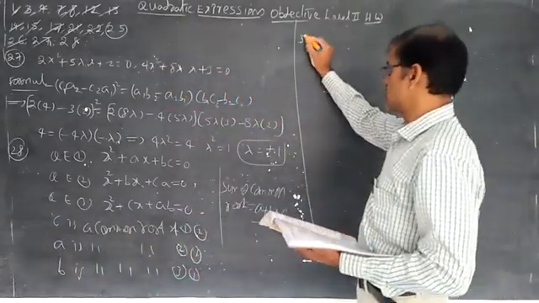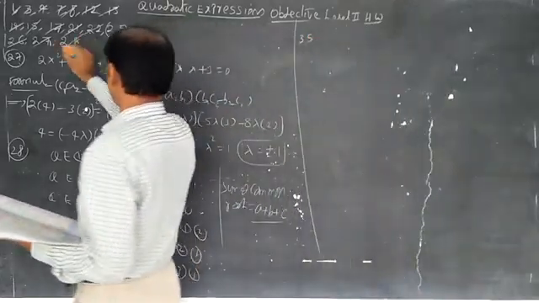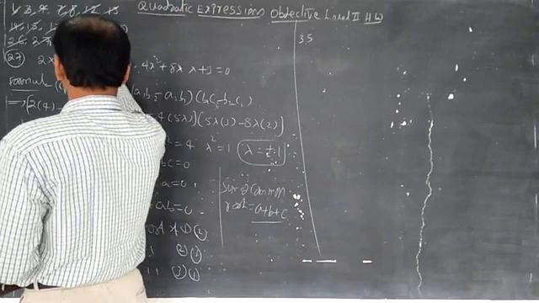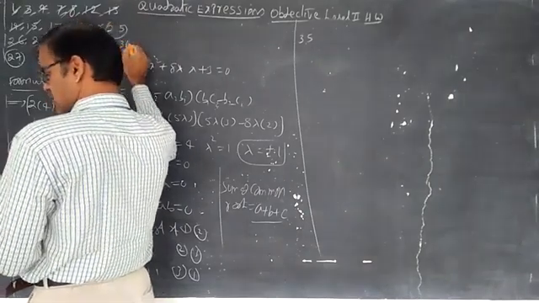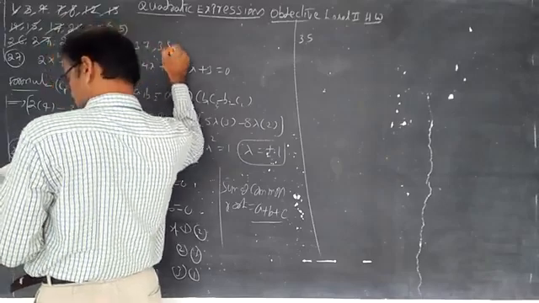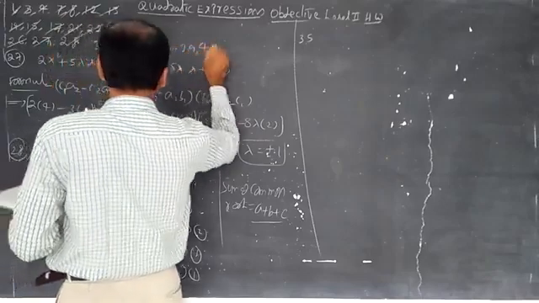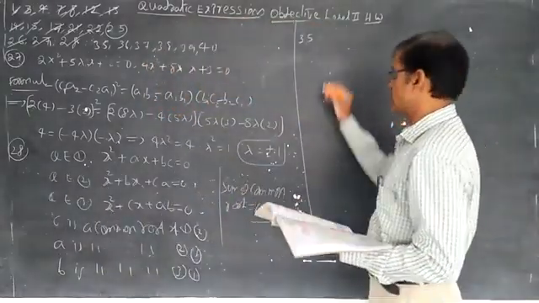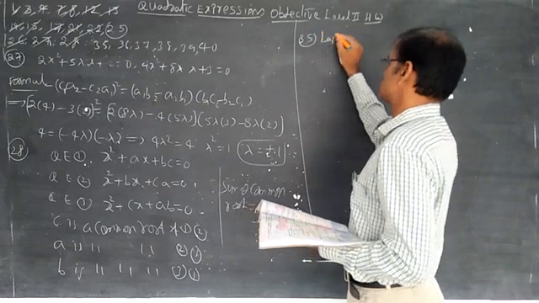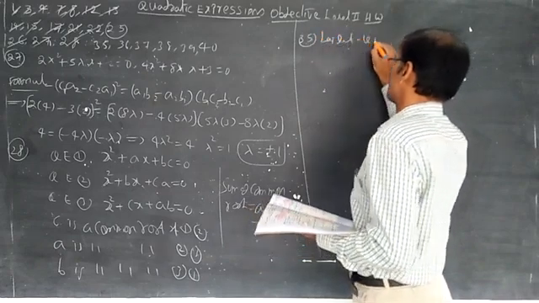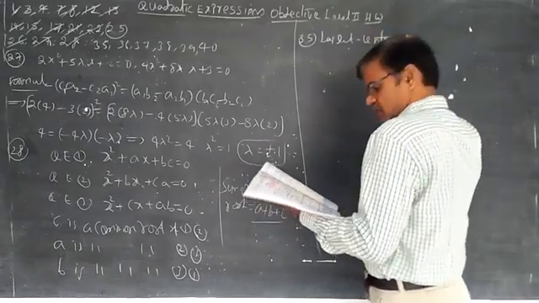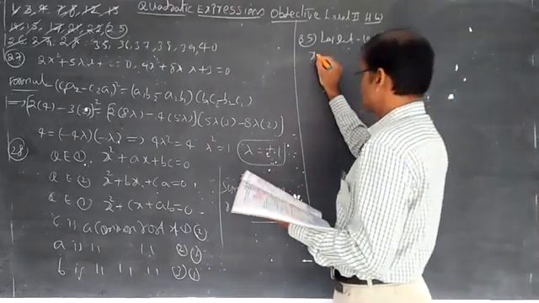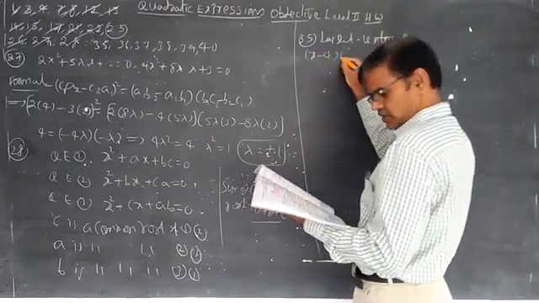Let us going to discuss about 35. 28 completed. Next schedule I am writing 35, 36, 37, 38, 39, 40. 35, the largest negative integer for the quadratic, not quadratic, simply an inequality.